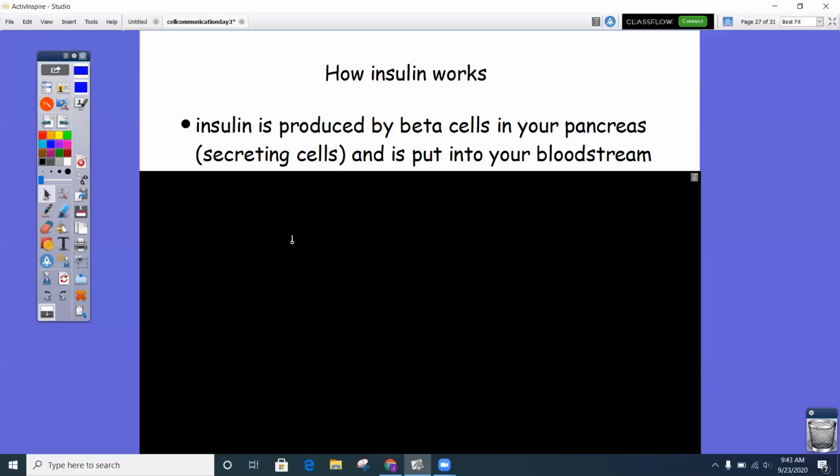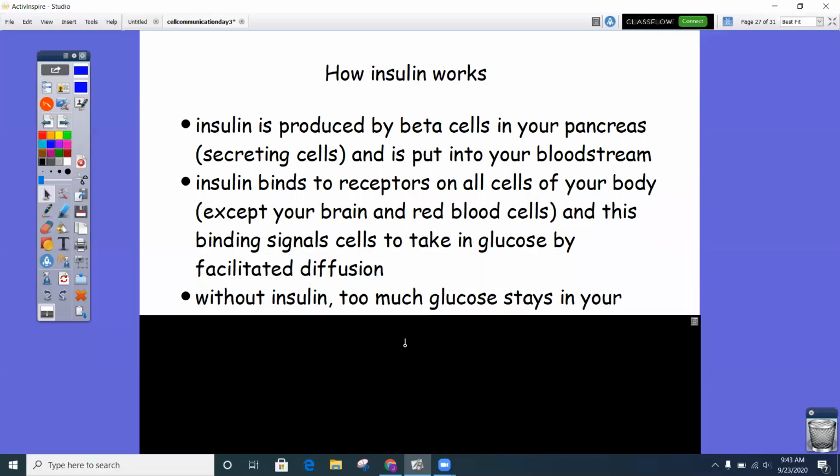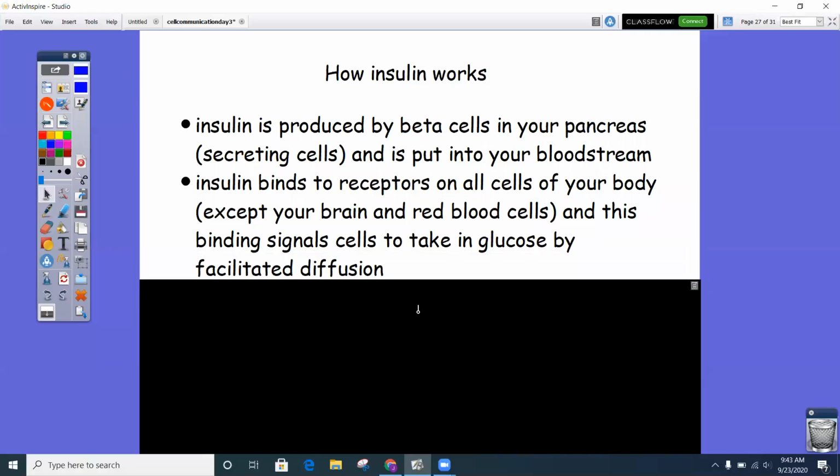If you remember talking about long distance signaling the other day, we said that in order for it to be long distance signaling, you would be putting a hormone into the bloodstream and it would be traveling to a different place in your body to get to its target organ. Okay, insulin binds to receptors on all the cells of your body except your brain and red blood cells, because what insulin does, insulin is like me putting the key in the door. It is needed to open up glucose channels so that glucose can go from your bloodstream into your cells. Okay, it opens the glucose channels.